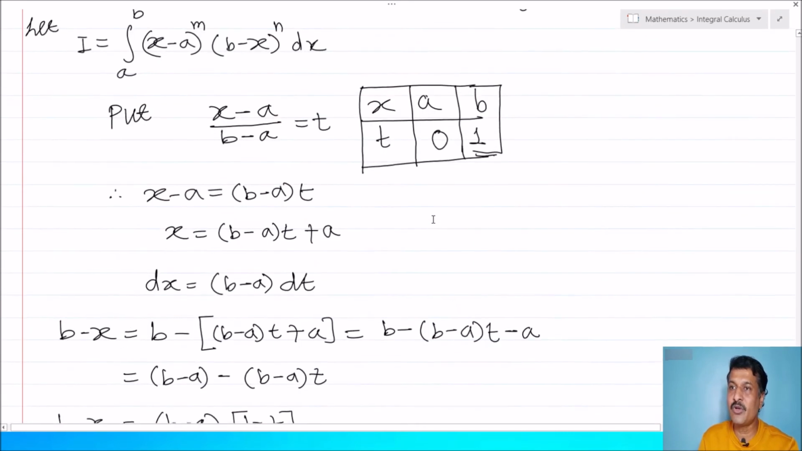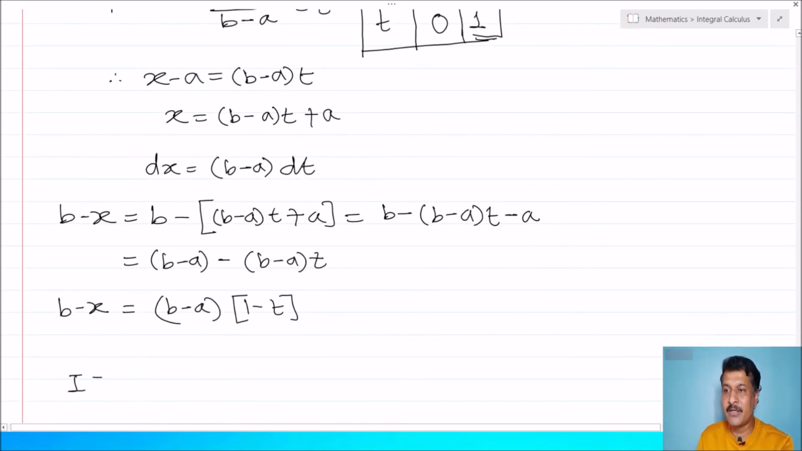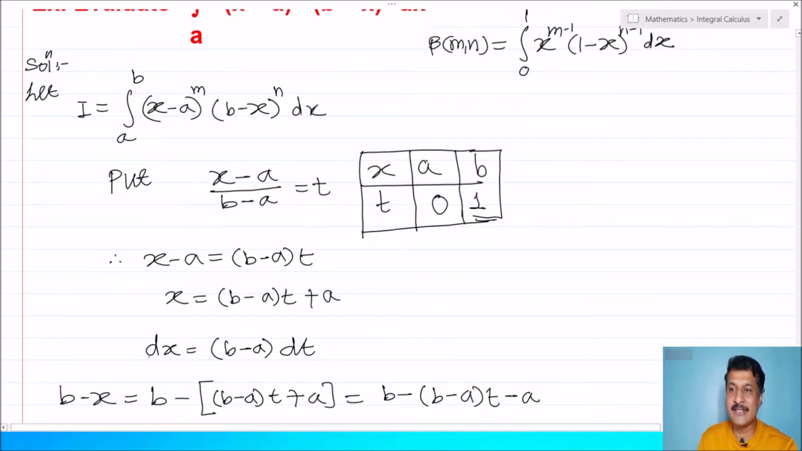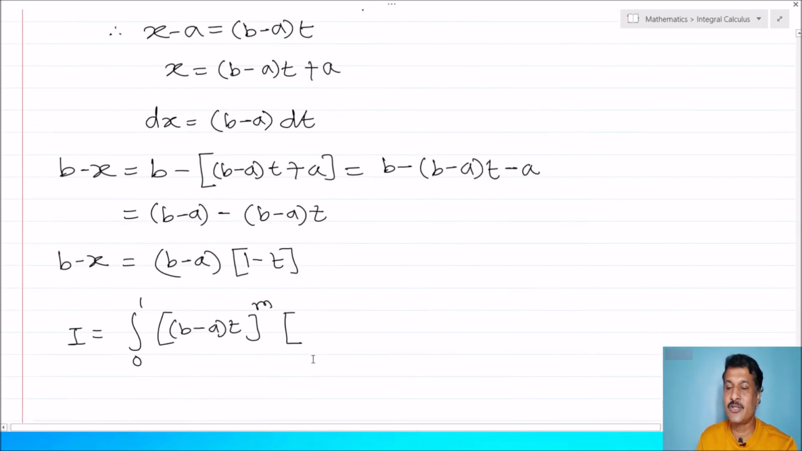Now substitute all these things in I. So I am getting I equal to integration 0 to 1 x minus a, it is nothing but b minus a into t whole raised to m, and b minus x raised to n.